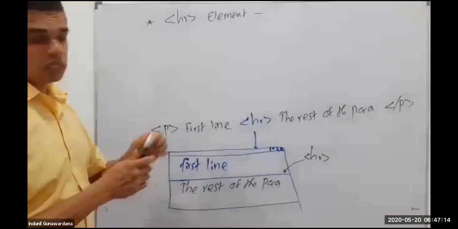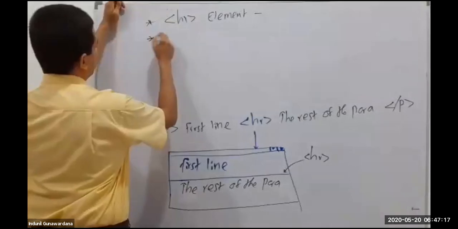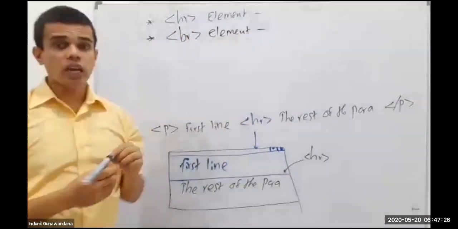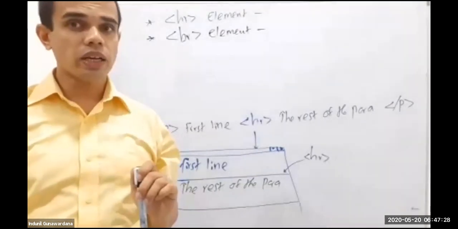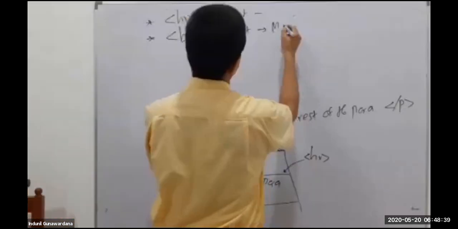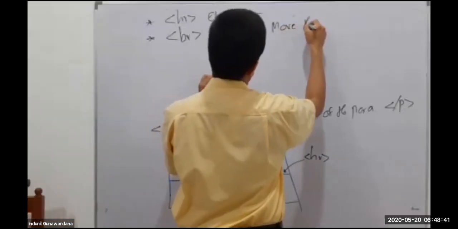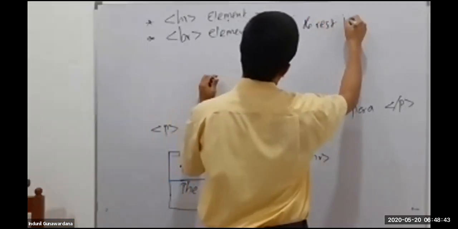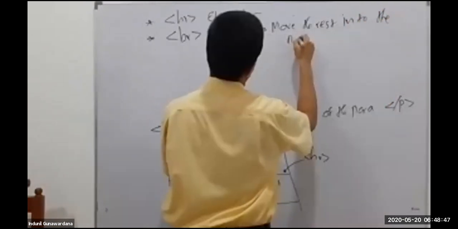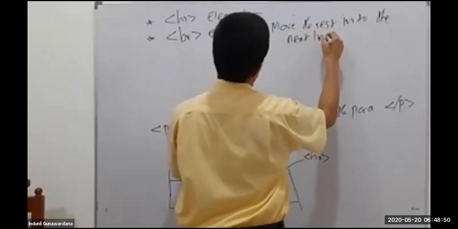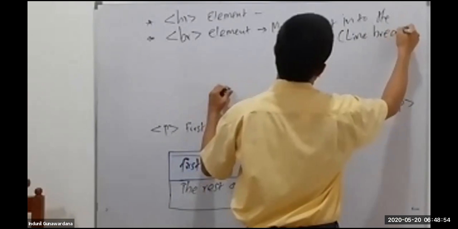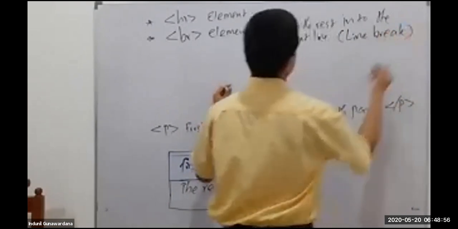Similar to that, we have another special tag called BR. This also does not have any closing tag. HR, BR, they are almost rhyming. So no closing tag. It takes the rest into the next line, so we simply call it a line break. It adds a line break. I'll show you an example.